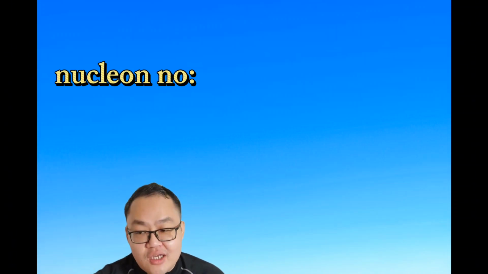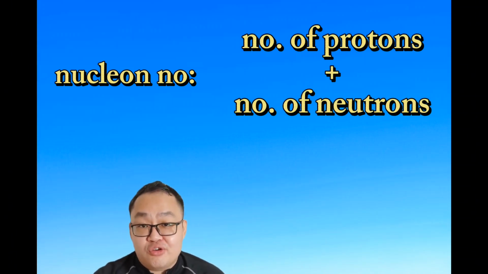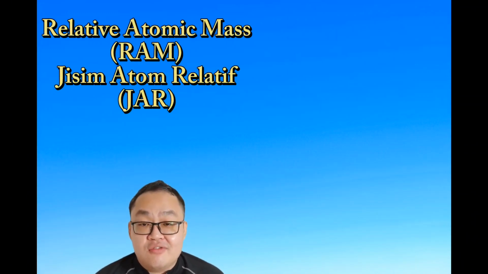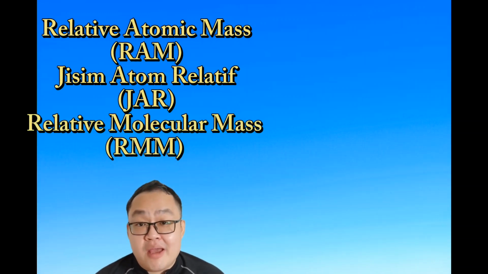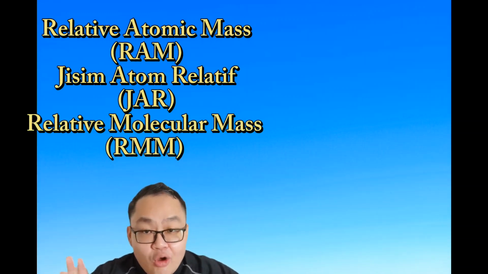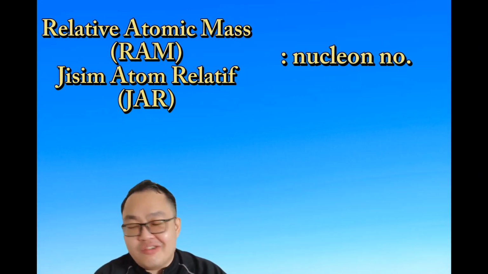I see that some students are struggling with chapter 3 so far, so let's start from the beginning, right? In chapter 2 you learned about nucleon number. Nucleon number is just the number of neutrons plus protons, added together. But in chapter 3 now we use the term RAM, relative atomic mass, and also relative molecular mass, RMM, and all that. So what are they? Honestly, they are the same thing, so don't worry.